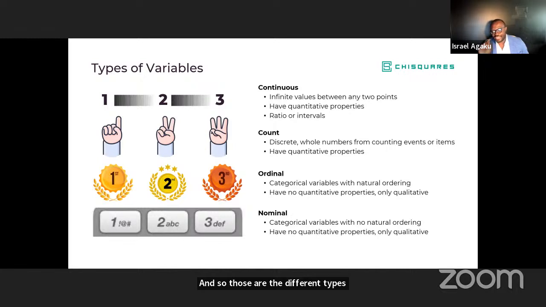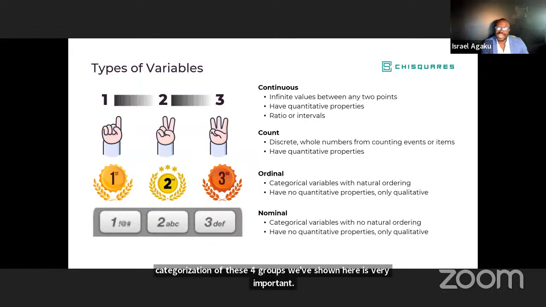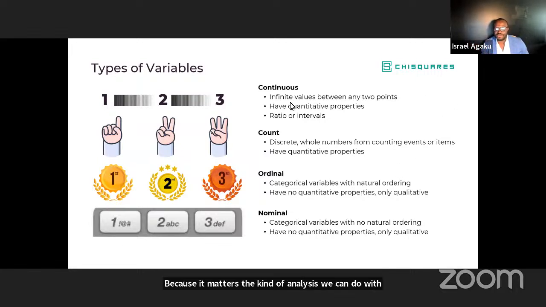And of course, the categorization of these 4 groups we've shown here is very important because it matters the kind of analysis we can do with them. So, for example, continuous variables and count variables both have quantitative properties, right? Whereas ordinal and nominal do not. So what does that mean? It means that for continuous and count variables, we can do things like take the mean. The mean value of blood pressure was so and so. We cannot take the mean of ordinal or nominal variables because they have no inherent quantitative properties.